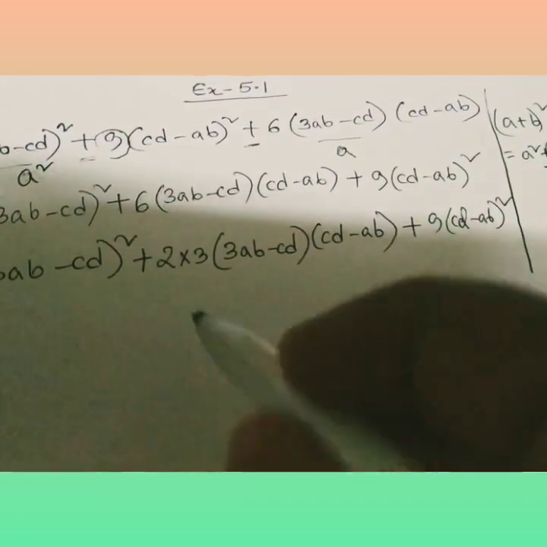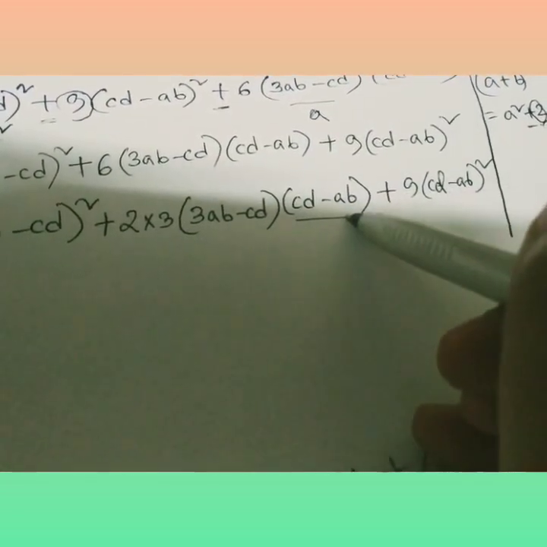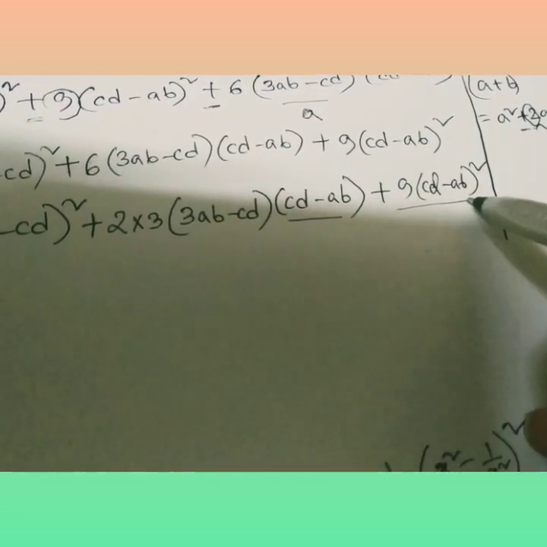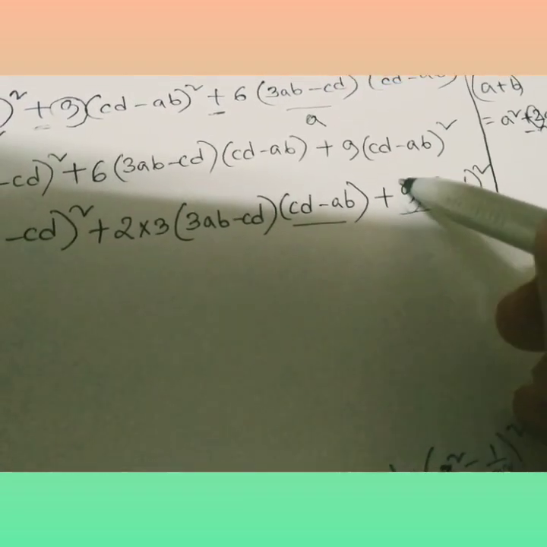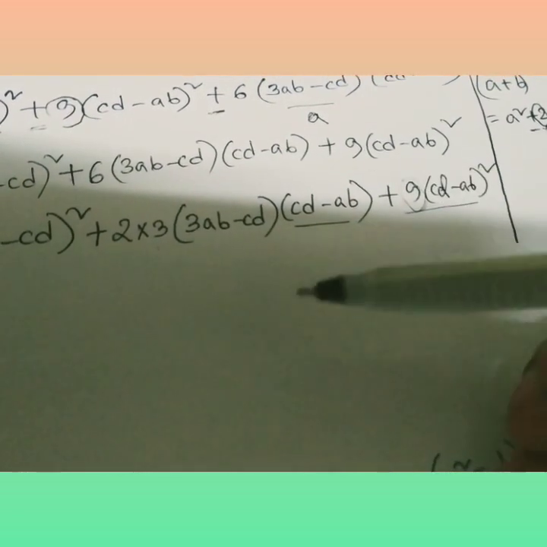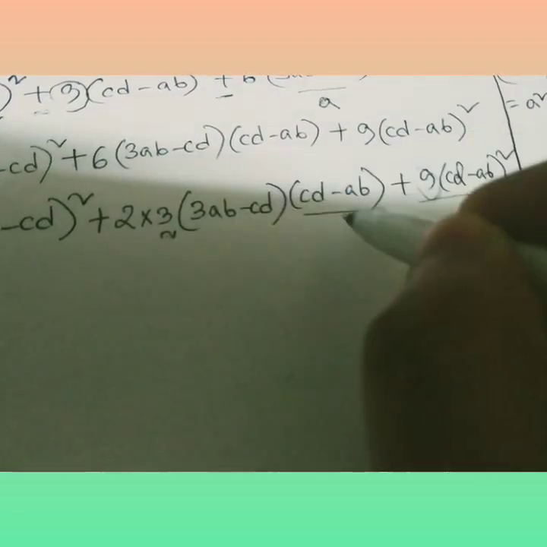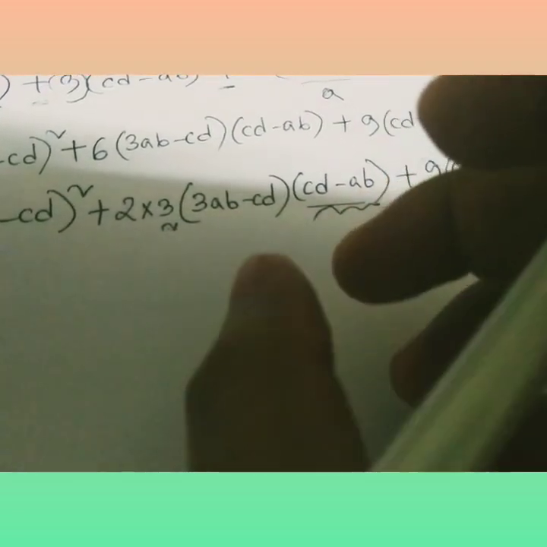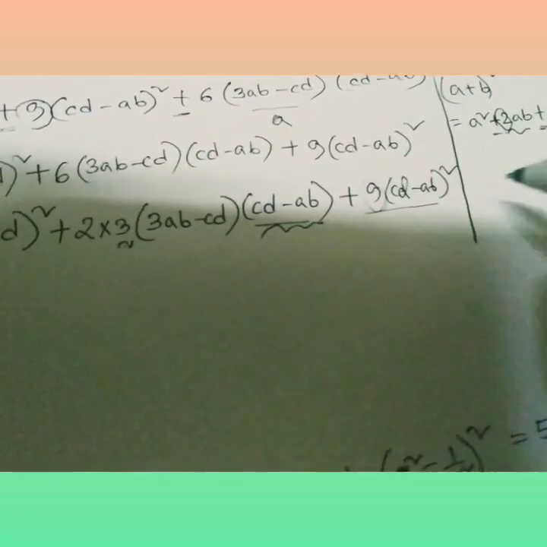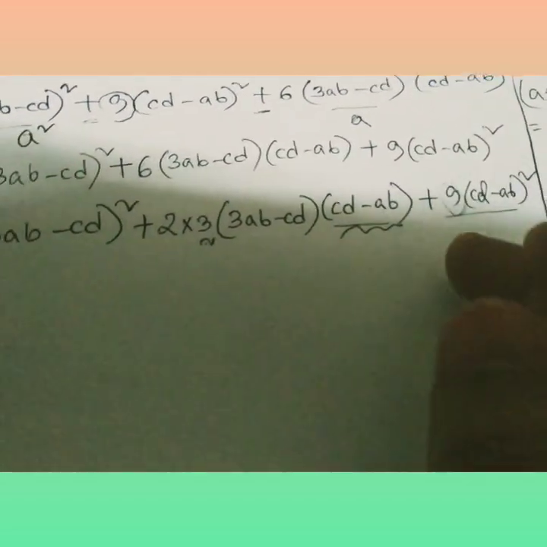Okay, so if you can see, b is what? cd minus ab, right? But if you can see this particular third term, it has a 9. So 9 is the square of what number? 3, right? Because 3 square is what? 9. So what I need to do is, I need to consider this 3 and this cd minus ab as a whole to be b. That means 3 into (cd minus ab) will be actually my b. Then I can actually arrange this according to the formula.